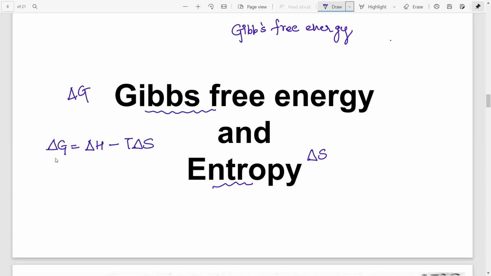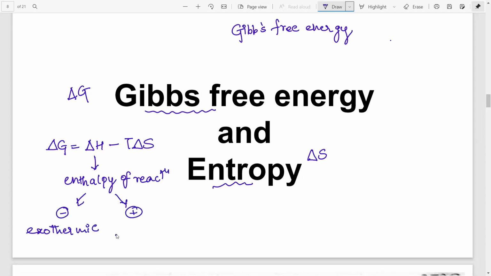Here G is Gibbs free energy, and delta H is the enthalpy of the reaction. Now again, the sign convention: when do we take delta H negative? When it is an exothermic reaction, that is when heat is evolved. And when do you take it positive? When it is an endothermic reaction, that is when heat is absorbed.